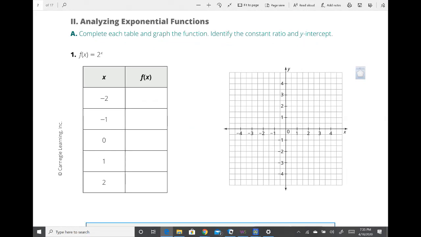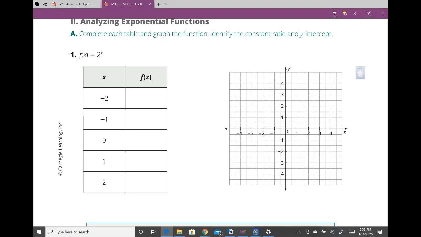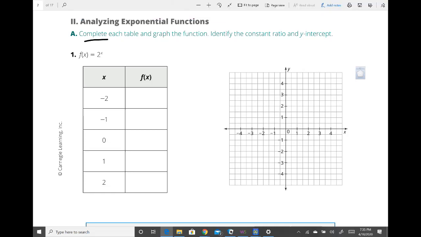So complete each table and graph the function, identify the constant ratio and the y-intercept. Okay, so we've got a few things to do. First we're going to complete the table. We're going to do the graph, and then we can identify the constant ratio and what the y-intercept is.